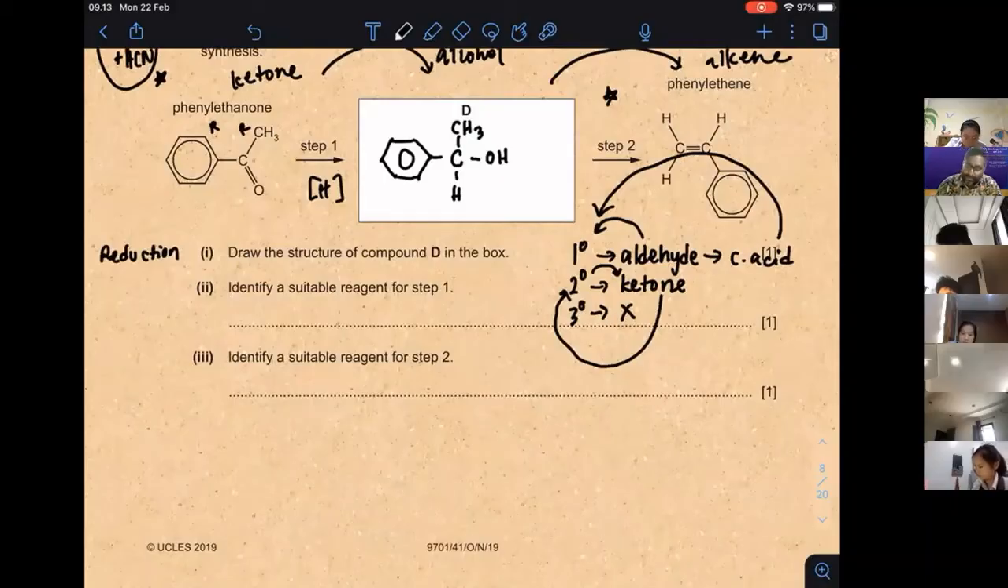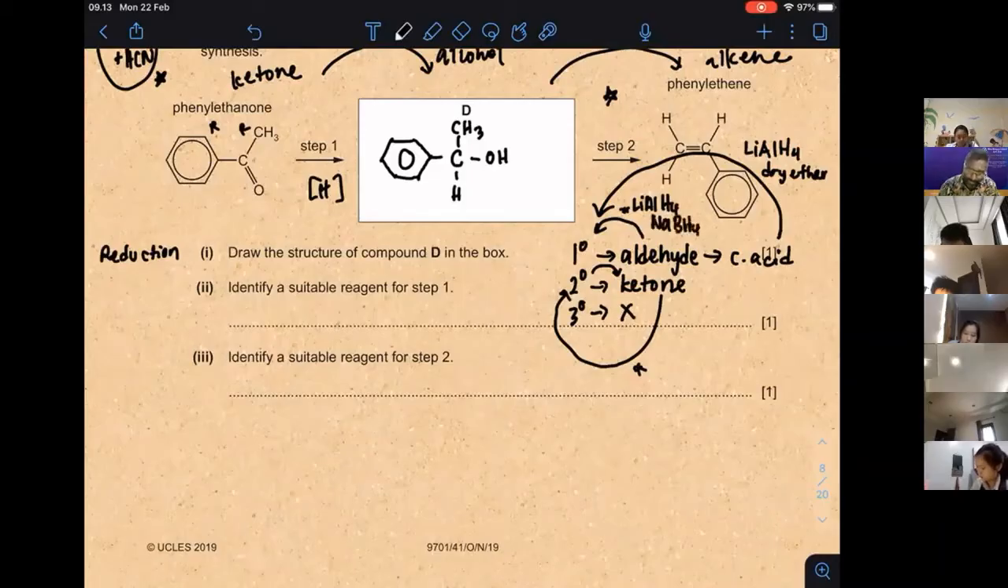Please remember that. So the stronger reducing agent is LiAlH4 in dry ether. This is a strong one. We do not use the NaBH4 here. Please remember this. For this one, we have to use this. But for this and this, you can use both, LiAlH4 in dry ether or NaBH4.